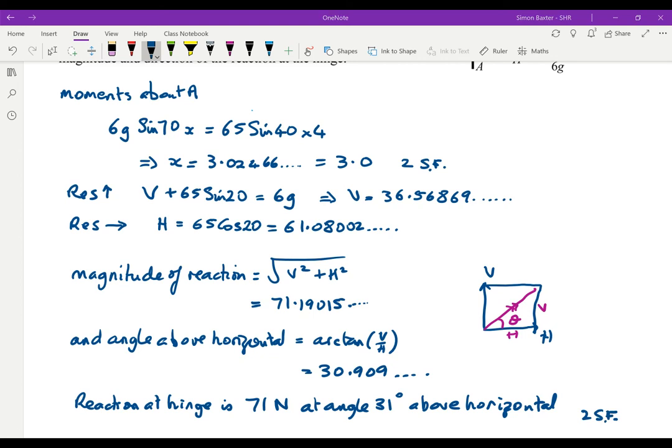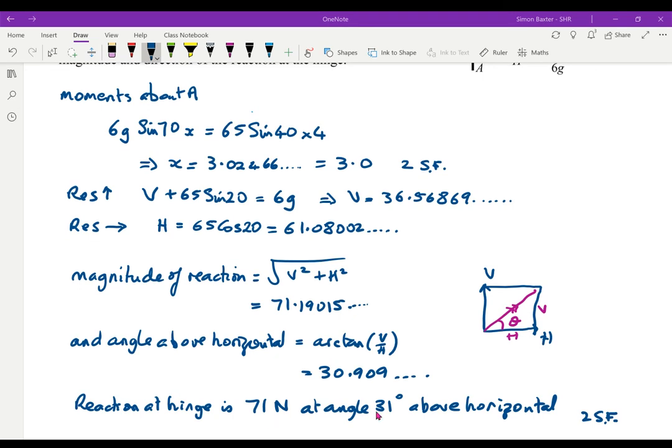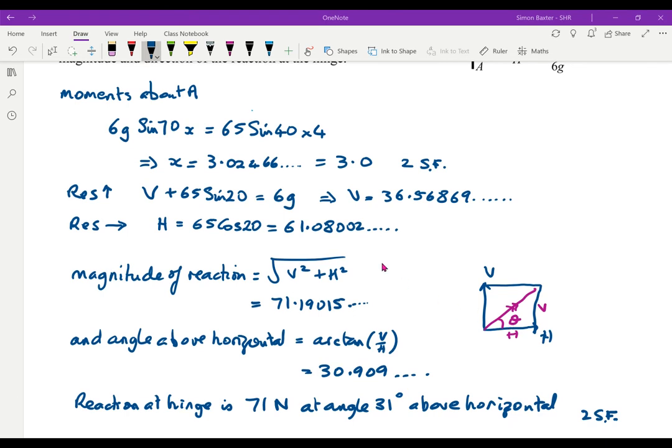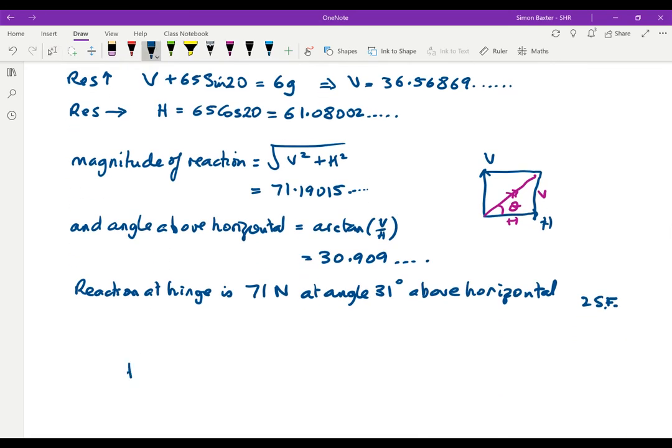Notice that I shouldn't say 71 newtons at an angle of 31 degrees with the horizontal. Very definitely, because V and H came out to be positive, the angle theta is above the horizontal. It is not below the horizontal. If you just say with the horizontal, we don't know whether you mean above or below. You can find more on this in your textbook, M2, on pages 134 to 139.